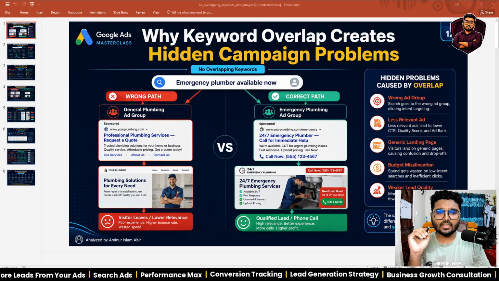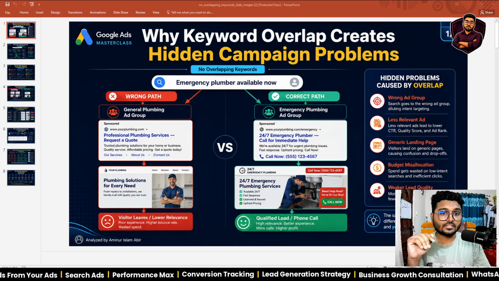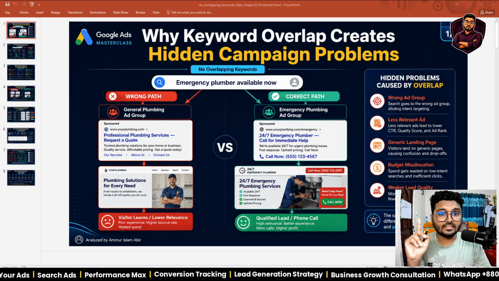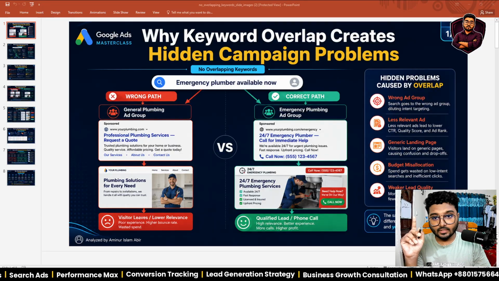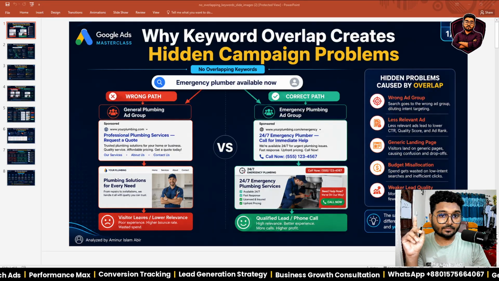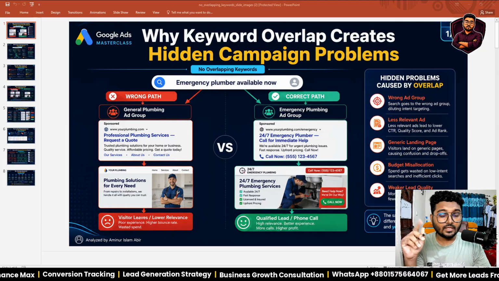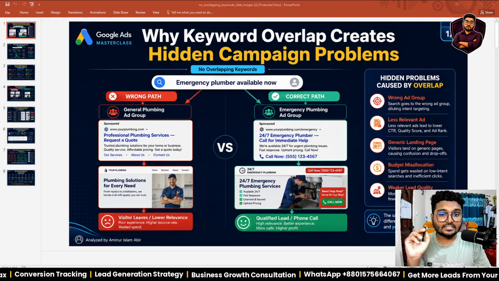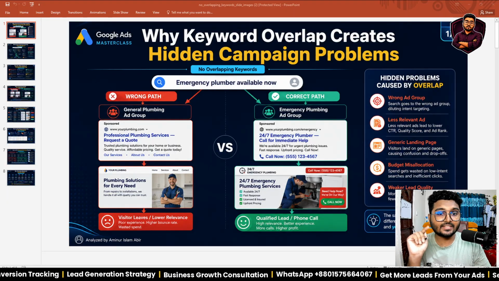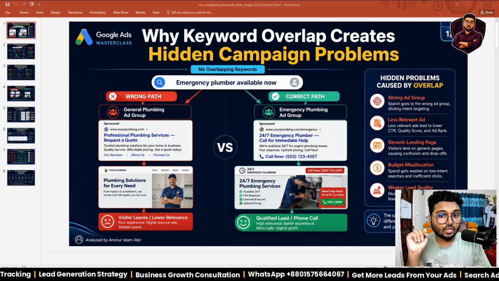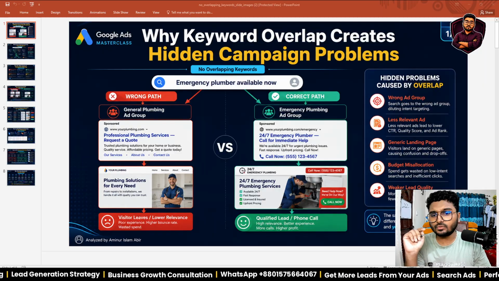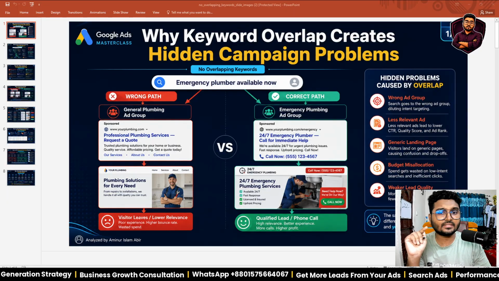Both ad groups may be eligible for the same search, but the customer should ideally see "24/7 emergency plumber, call for immediate help." They should not see "professional plumbing service, request a quote." The first message matches the urgency, the service, and the customer's next action. The second message is not completely wrong, but it is too general for an emergency search.